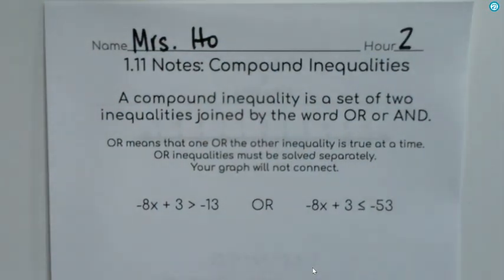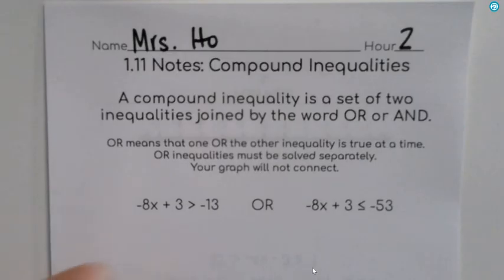Hey, so 111, these are compound inequalities. Just like we were talking about compound words in our quick write just now, a compound inequality is a set of two inequalities that are joined together by the word or the word and. If we say or, that means I am one or the other thing. If we say and, that means I am both at the same time. So the key is that or means you're one or the other. Or inequalities have to be solved separately.